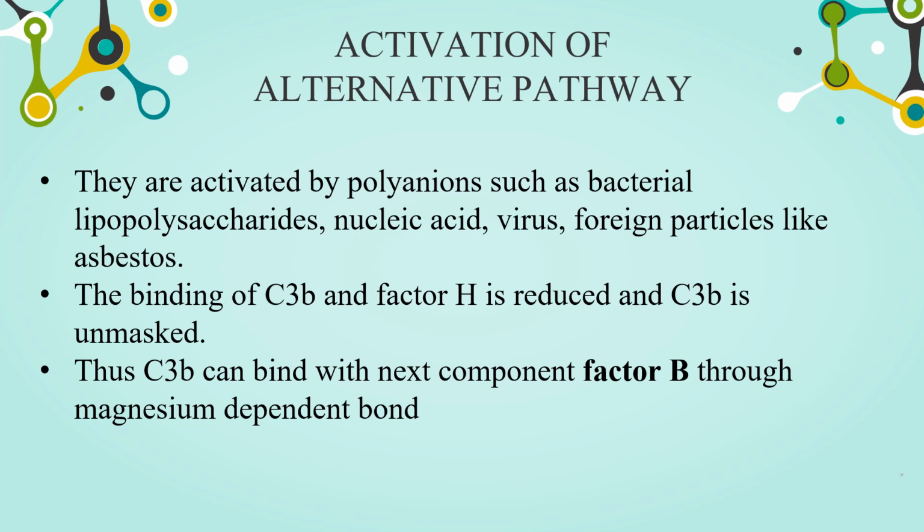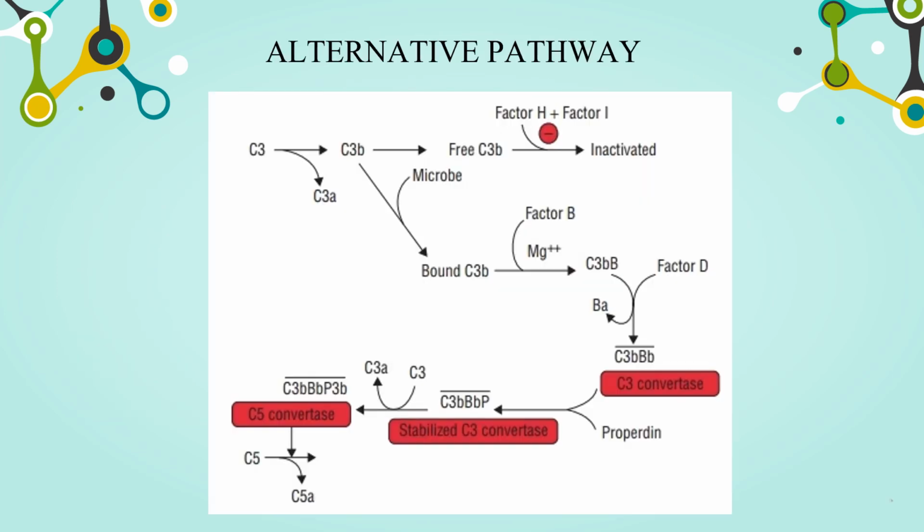Activation of the alternative pathway: they are activated by polyanions such as bacterial lipopolysaccharides, nucleic acid, virus, and foreign particles like asbestos. The binding of C3b and factor H is reduced and C3b is unmasked. Thus, C3b can bind with the next component, factor B, through a magnesium dependent bond. Here you can see the flowchart for the alternative pathway.